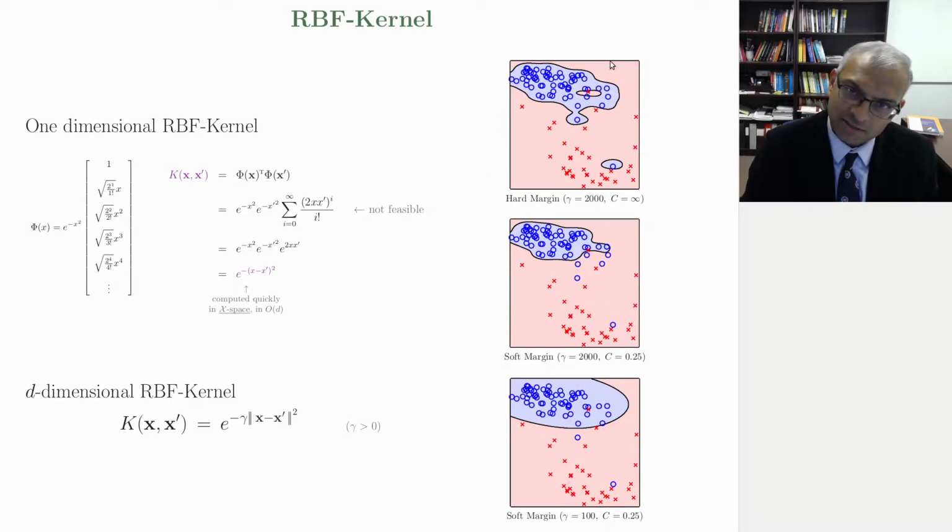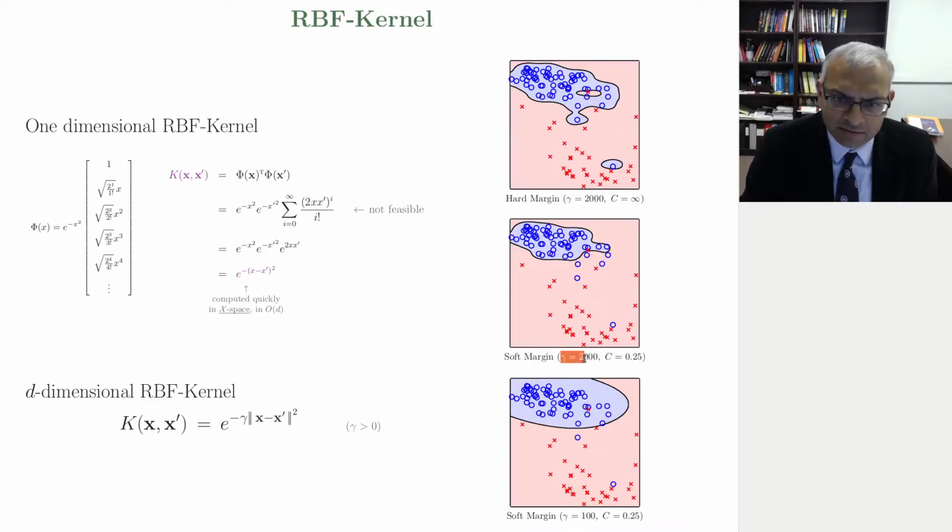And look, no surprise, you have fit the data perfectly, and you have clearly overfit. So when you have an infinite dimensional kernel, you're doing learning in an infinite dimensional space, you cannot go for the hard margin classifier. You have to go for the soft margin classifier. And for the bottom two pictures, we've picked C reasonably small, which means that you're focusing more on regularization, much less on the sum of the margin violations. So C small means focus less on the in-sample error.